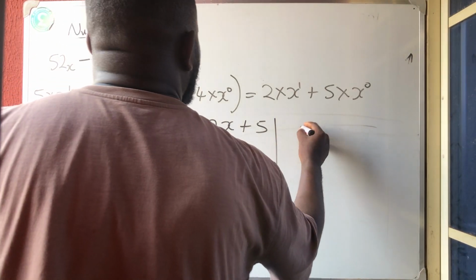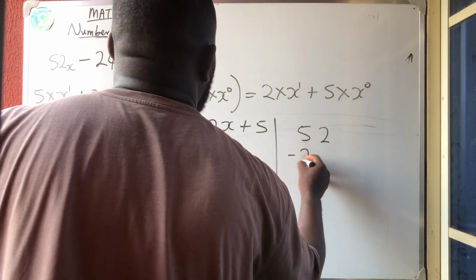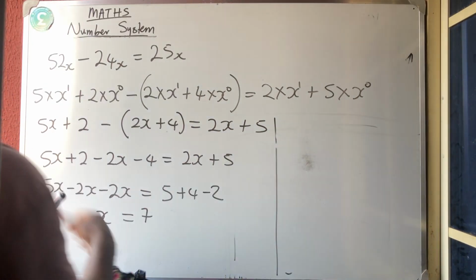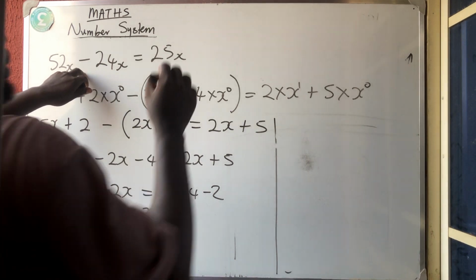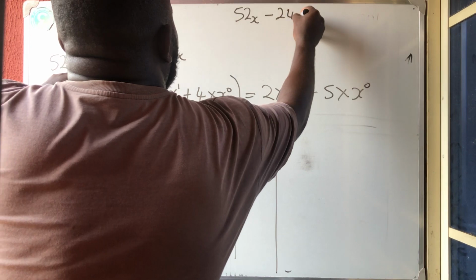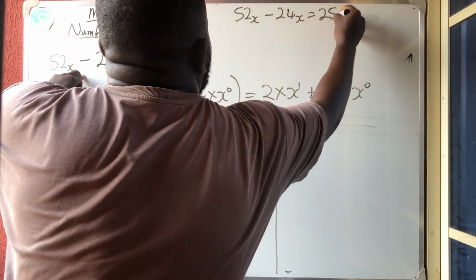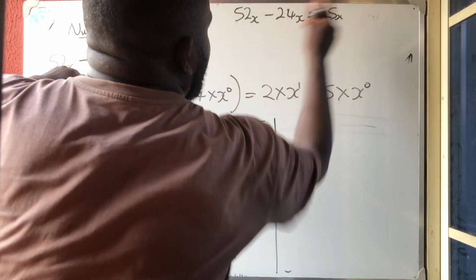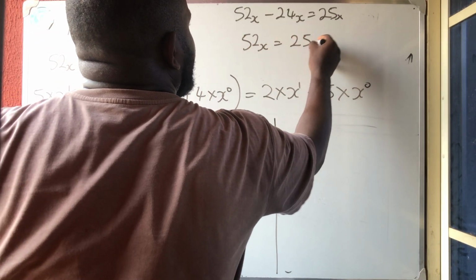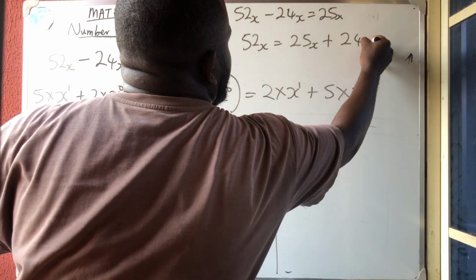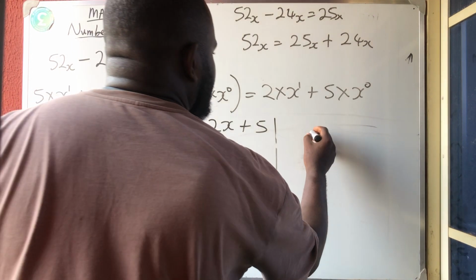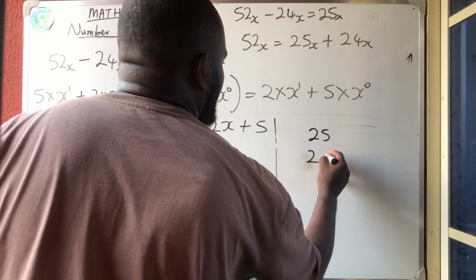The other method said 52 minus 24. Okay? In fact, if minus is going to confuse you, look at what you will do. They say 52 base x minus 24 base x is equal to what? 25 base x. In fact, carry this minus to this side. It means 52 base x is equal to 25 base x plus 24 base x. Work with this plus. This plus will be easier for you. So write it down, 25 and 24.